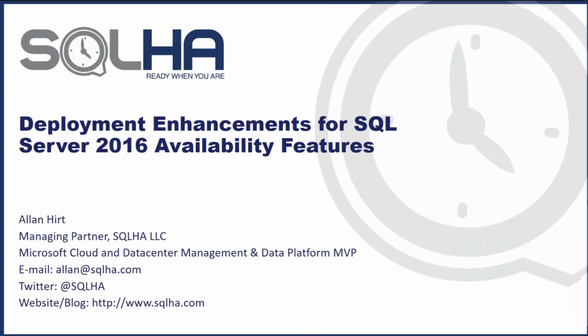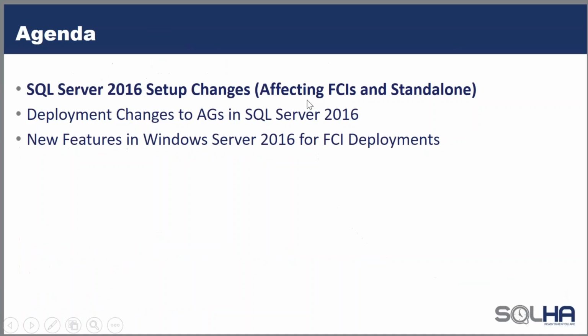Now, one of the reasons I like to do this is there are some things that you may or may not be aware of that affect your FCI and AG implementations, and I try to keep this hour specifically focused on the deployment, stuff you need to do when you're creating your FCI or your AG, not necessarily certain behavioral changes that you could change later. So I'm going to keep this a pretty focused talk on what's new. It's not your standard what's new. So we're going to talk about what's changed in SQL Server 2016 setup, some new stuff for AGs, and then some stuff that will affect FCI deployments at the Windows layer.